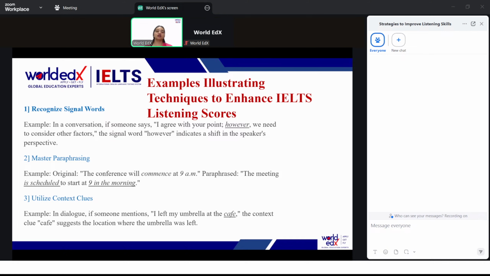Paraphrasing is like, let's say, the conference will commence at 9 a.m. It could be paraphrased to the meeting will begin, or the meeting is scheduled to start at 9 a.m. in the morning. In this way, they have paraphrased. Use context clues, like let's say in a dialogue, someone mentions, I left my umbrella at the cafe. So the cafe becomes your context clue. It is where the person has left his umbrella. So if the question says the person left his umbrella at, you know the answer, it was the cafe.